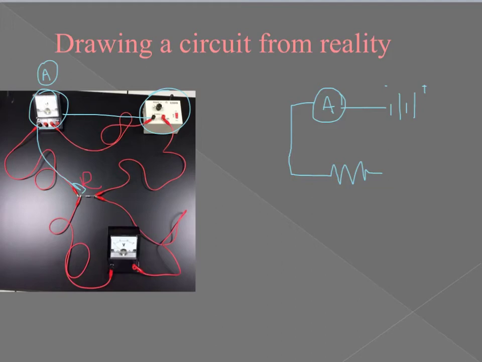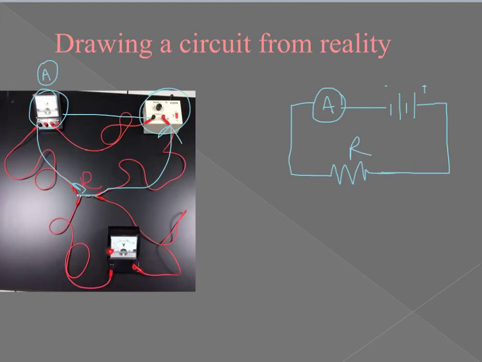Now if I keep following this loop, I can go through the resistor and come back to the positive terminal of the voltage source. So I can keep drawing this line, come up, and reconnect it. Make sure these lines all the way connect. So now what I have is my resistor, my ammeter, and my battery, or my voltage source.